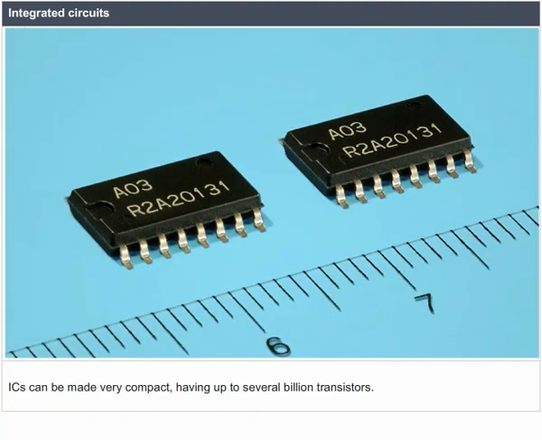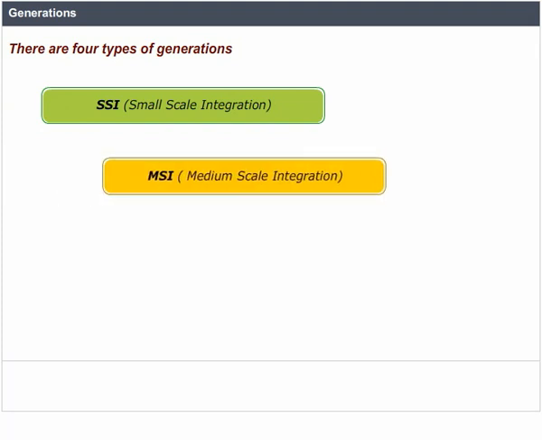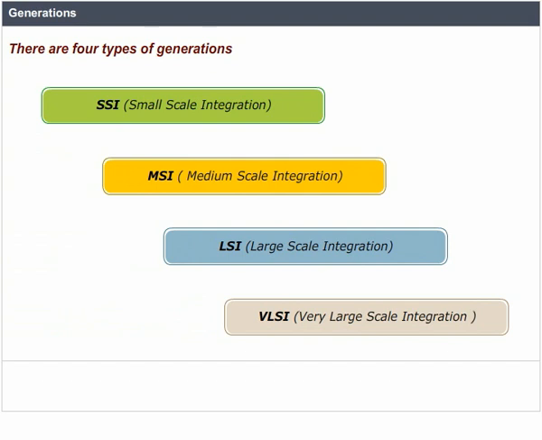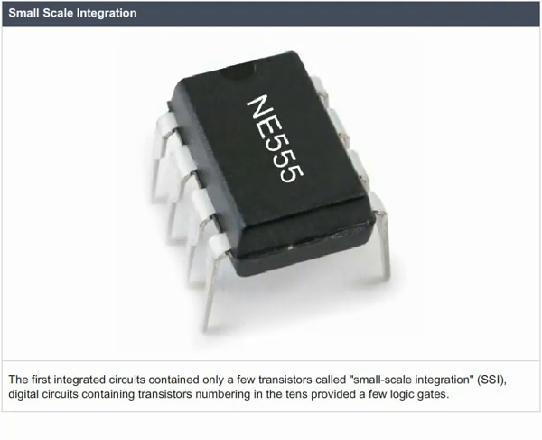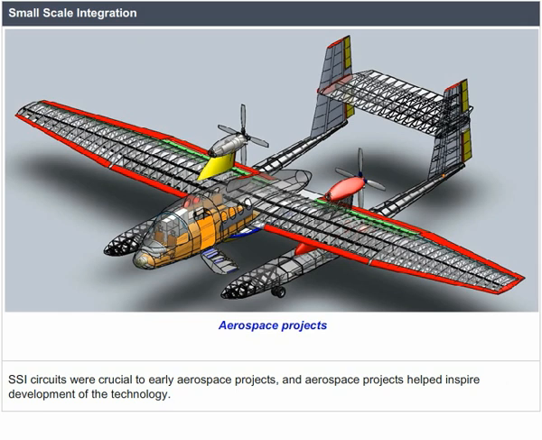Generations. There are 4 types of generations: SSI, small scale integration; MSI, medium scale integration; LSI, large scale integration; VLSI, very large scale integration. Small scale integration. The first integrated circuits contained only a few transistors, called small scale integration. Digital circuits containing transistors numbering in the tens provided a few logic gates. SSI circuits were crucial to early aerospace projects, and aerospace projects helped inspire development of the technology.